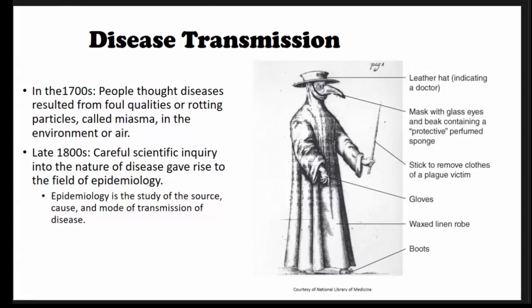Disease transmission. In the 1700s, people thought that diseases resulted from the foul qualities or rotting particles called miasma in the environment or air. In the late 1800s, careful scientific inquiry into the nature of disease gave rise to the field of epidemiology. Epidemiology is the study of the source, cause, and mode of transmission of disease.